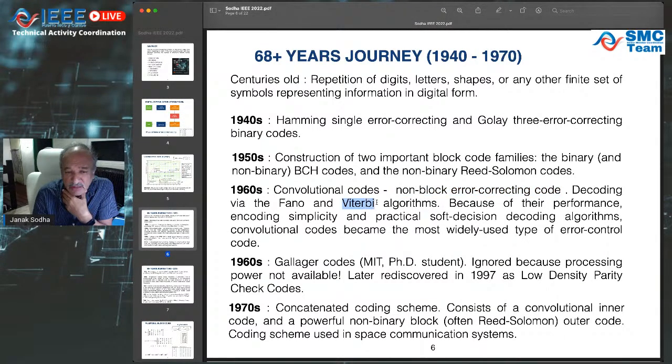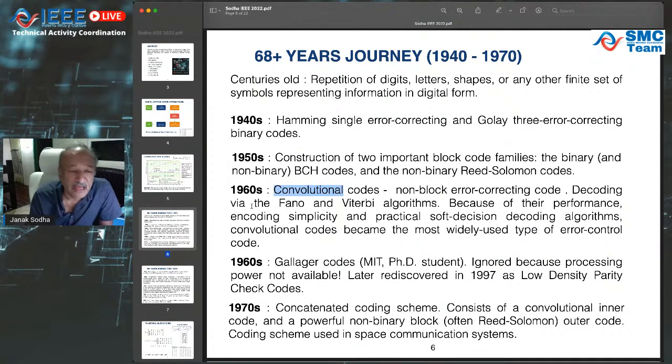Andrew Viterbi's algorithm was the most famous. Because of their error control coding performance, encoding simplicity, and the ability to add soft decision, which in this presentation I don't have time to get into, they became the most widely used type of error control code. In fact, they were used by NASA for space probes. They were used for hardware. They were used for your CD player. The ones and zeros were encoded using convolutional codes and decoded using the Viterbi algorithm in a simple CD player that is in your computer. So convolutional codes very quickly overpowered block codes.